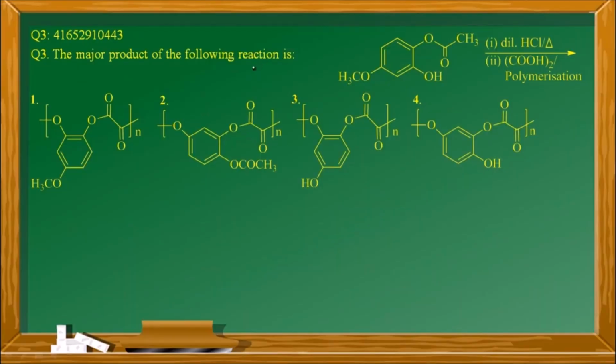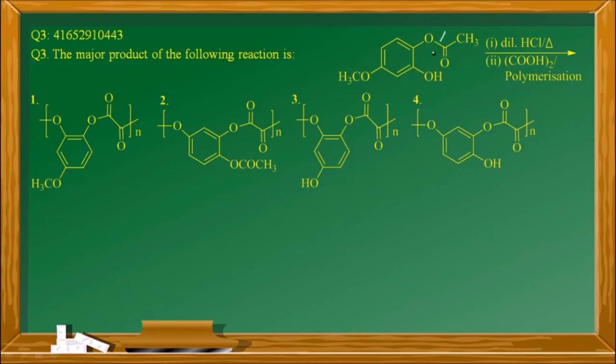Major product of the following reaction is, what is the reaction? Step 1, they are doing acid hydrolysis under heating conditions. Then they are going to do polymerization using oxalic acid. So when you treat this methoxy, hydroxy and acetyl compound of phenol, what are you going to get?